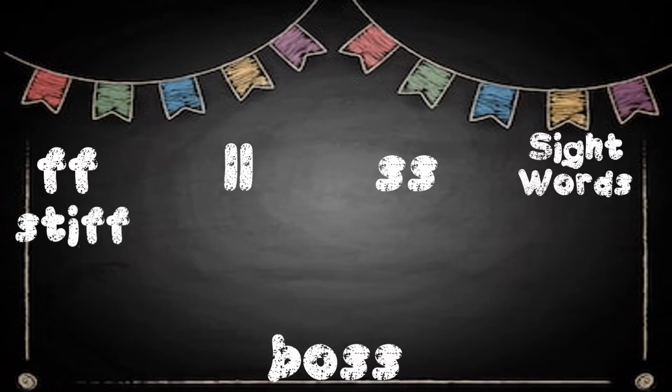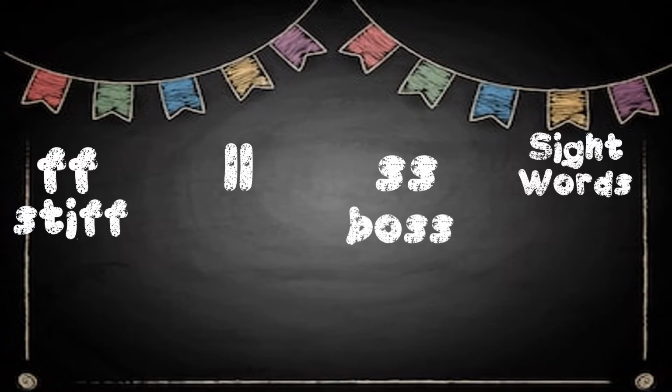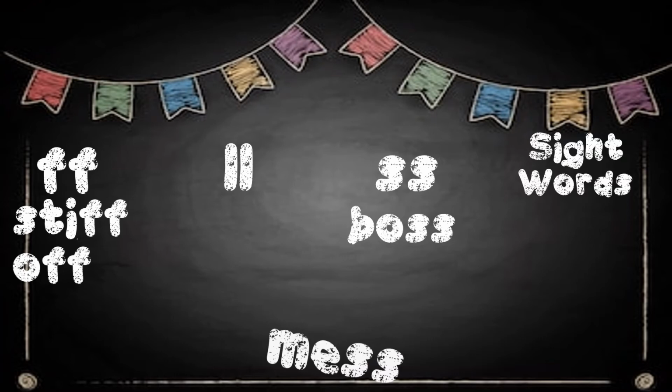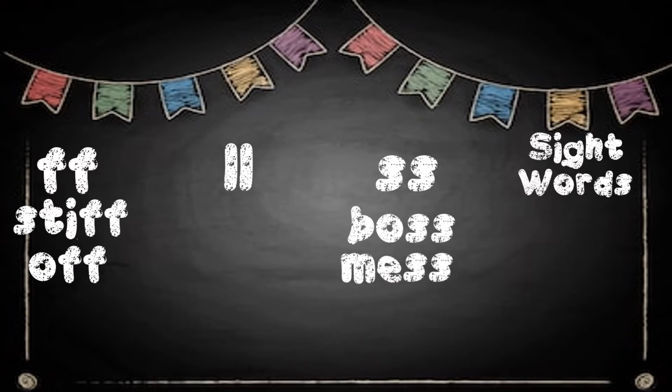Let's look at another word. Boss, boss. I see that it has double consonant S's at the end. So I'm going to put it under the S column. Off, off. Again, this one has double consonant F's at the end. So I'm going to go ahead and put it in this column with the F sound. Mess, mess. This is another one for our S column.